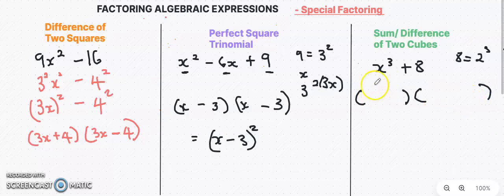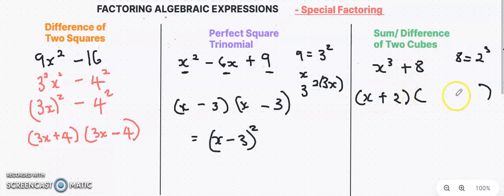So in the binomial bracket, we put the first thing cubed in the brackets. In this case, it is x. And then the second thing cubed in the brackets. We can see that it is 2 that is cubed. So write 2 in the brackets. And because this is a positive, we'll have a positive here.